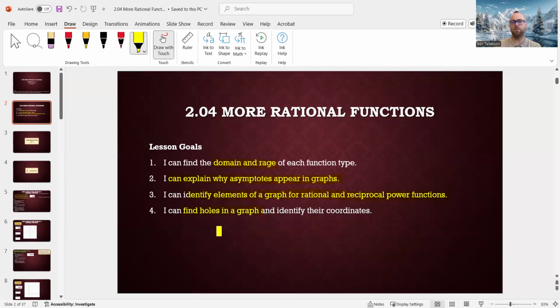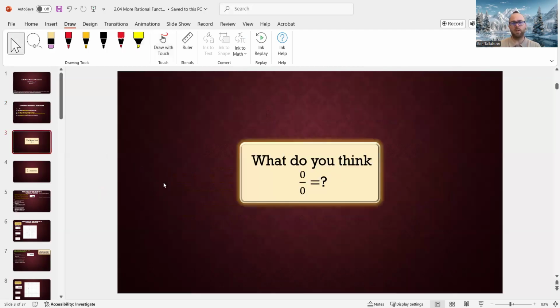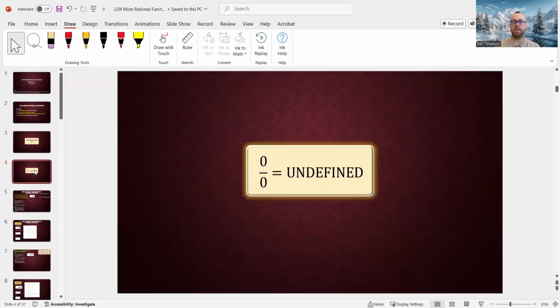So what is a hole in a graph? What's it look like when it's graphed? How do we find it? That's what we're going to start with today with a question I have for you, which is, what do you think 0 over 0 equals? If you're thinking 0, think again, or better yet, think back to what I've said in the past.